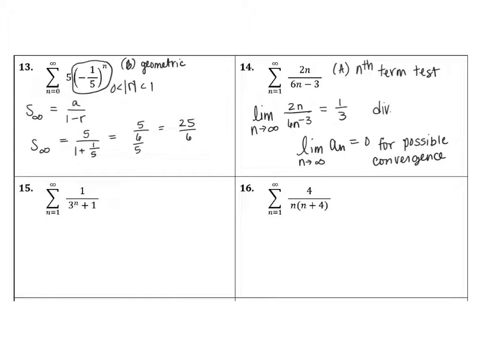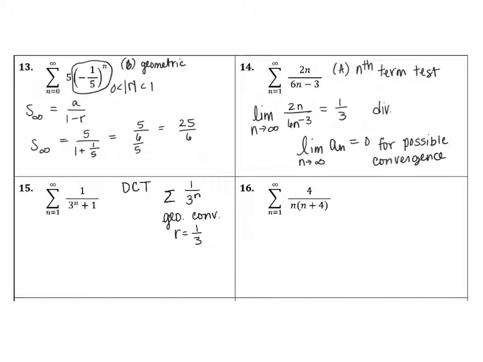Okay, moving on to our next. Here, 1 over 3 to the n plus 1. This would be a good direct comparison test. That's what I would use here. And again, I would compare that to 1 over 3 to the n. Now that is geometric for sure, and it converges because our ratio is 1/3.